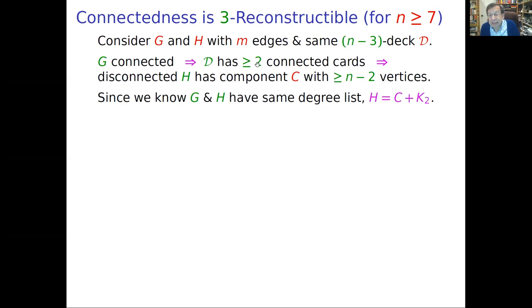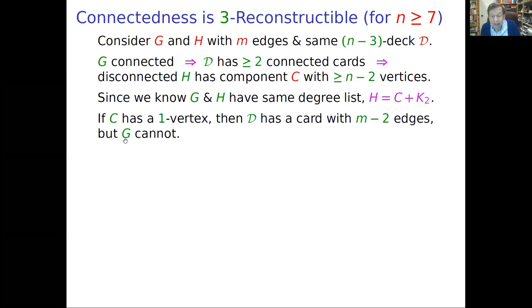The degree list is the same. So we're actually using the previous result about the degree list being 3-reconstructible. And that means that H will actually look like an isolated edge plus a large component. If there's a vertex of degree 1 in that large component, then the deck will have a card. Remember, delete 3 vertices: 2 vertices of the isolated edge and 1 vertex in C that has degree 1. So you've lost only 2 edges. But if you have a connected graph, you cannot lose only two edges by deleting three vertices. So that means that G and H both have exactly two vertices of degree one.